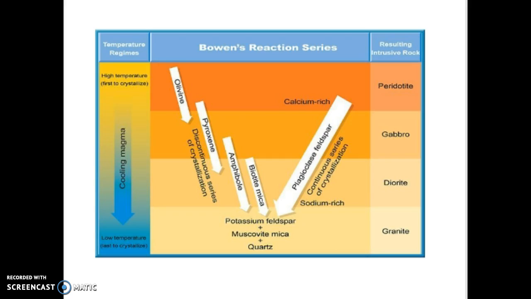So we can take a look at what's called Bowen's reaction series. N.L. Bowen was the geologist that developed this chart. It shows how we can take two different types of reactions, what we call a discontinuous series of crystallization, where the magma will reveal several different types of minerals depending on what temperature they solidify at. Or we can have the continuous series of crystallization, where from a magma we can have one type of mineral morphing or changing into another as the magma changes temperature.